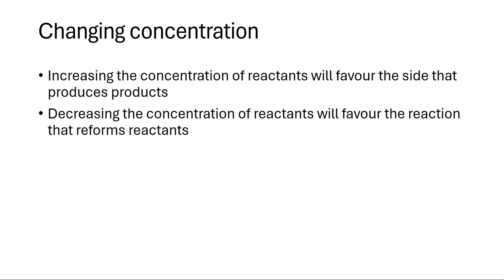Decreasing the concentration of reactants will favor the reaction that reforms the reactants. So if you decrease the concentration of reactants, you're going to want to make more reactants now. It's going to want to do the opposite of you, yeah? So it's going to want to increase the reactants. So it's going to go to the side that makes reactants, yeah? Easy.